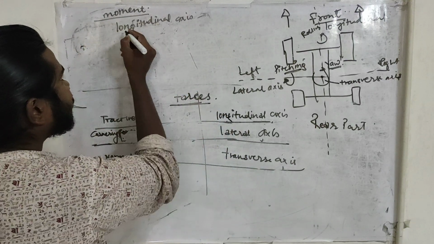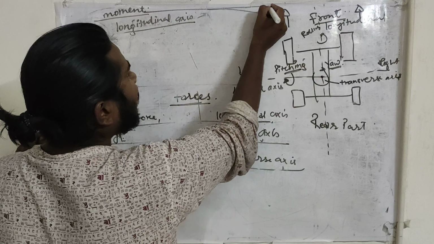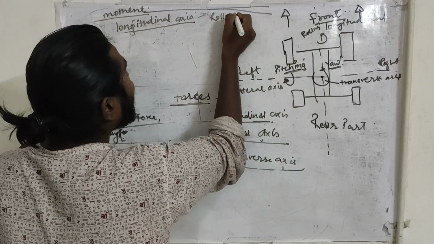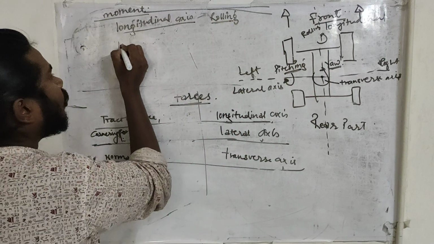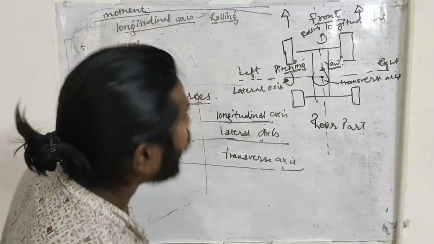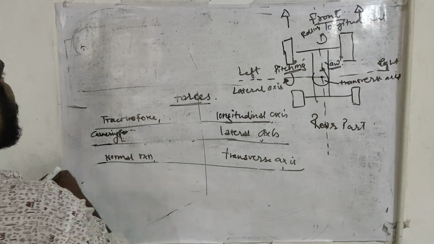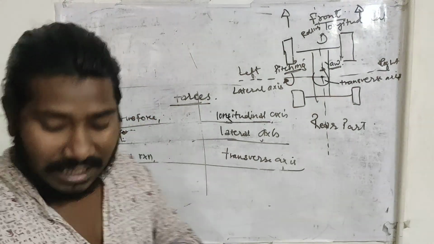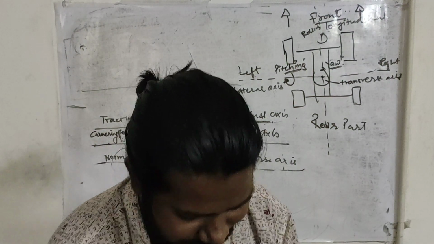Now see this. Along the longitudinal axis, which movement is occurring? Rolling. Along the lateral axis, and let me write these things in a smaller font so that I can cover the other things also. Let me refill the marker so it is darker and you can see these things better.